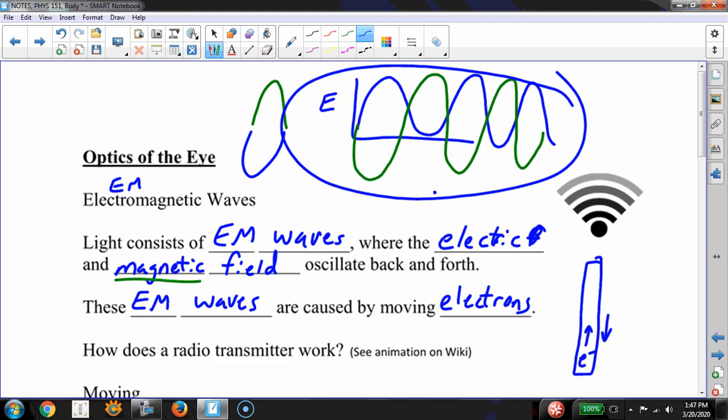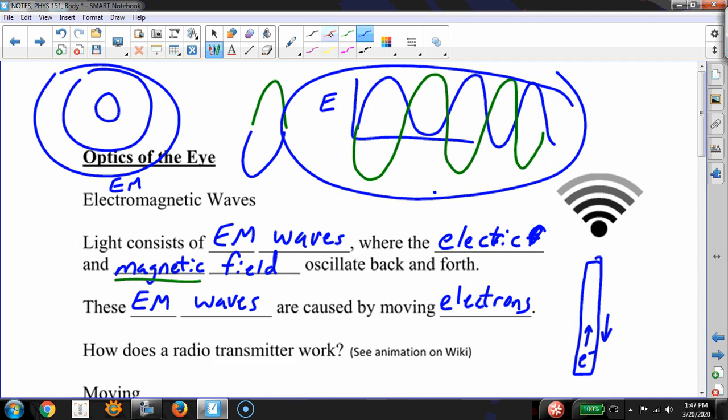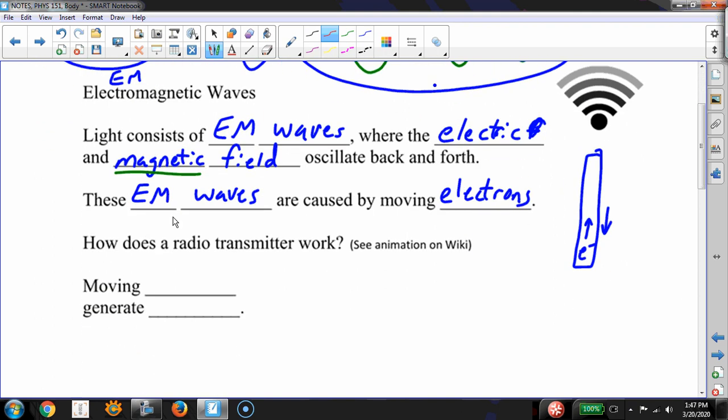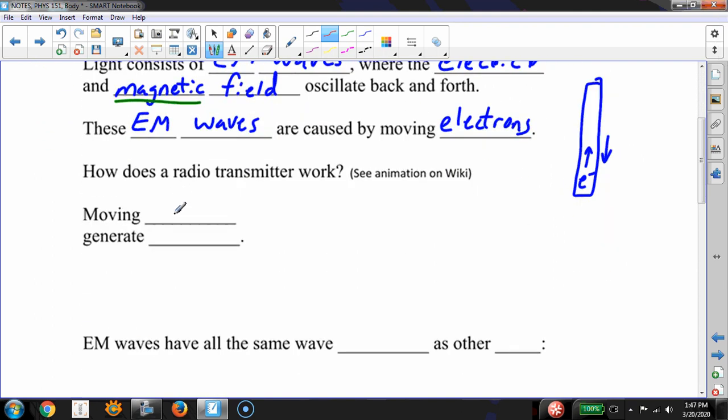That's true for visible light too, by the way. When I have an atom with a nucleus surrounded by electron orbitals, if I have an electron here and it jumps down to a lower energy level, then it will emit a light wave, a visible light wave, or a different energy light wave. So electromagnetic waves are always caused by moving electrons. Moving electrons generate EM waves.